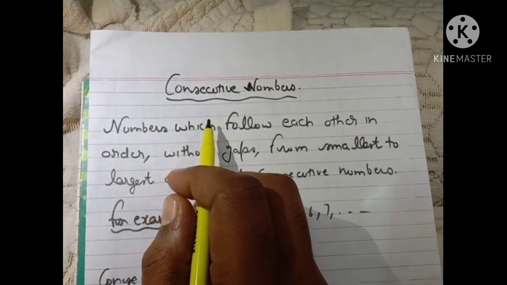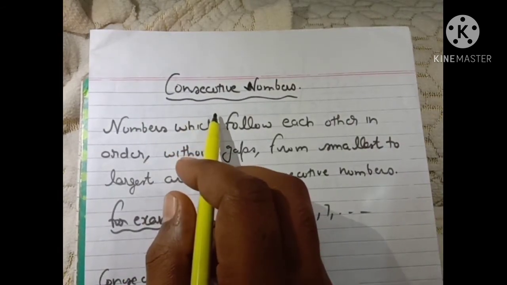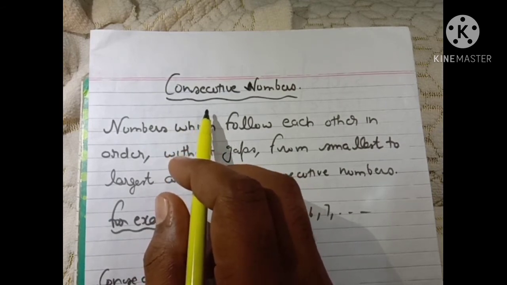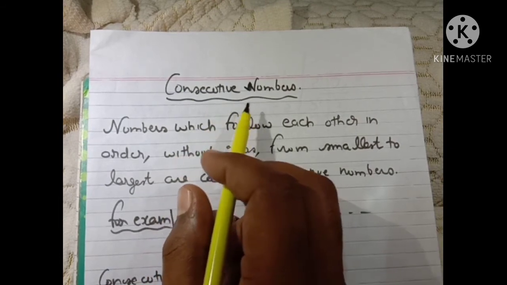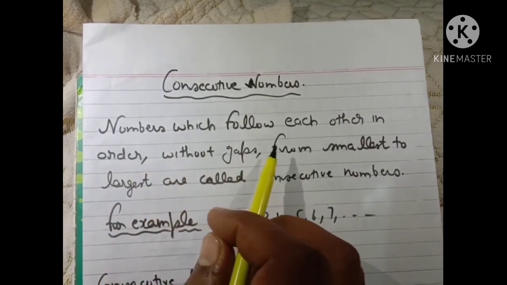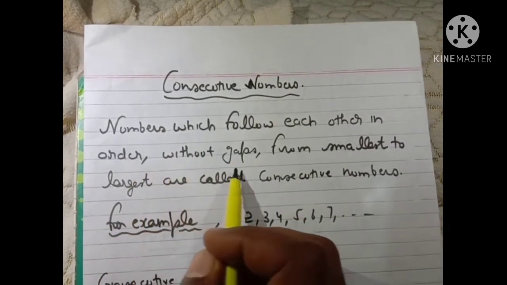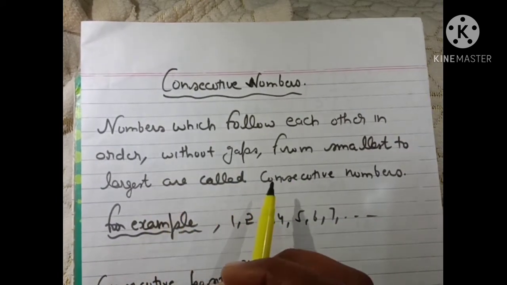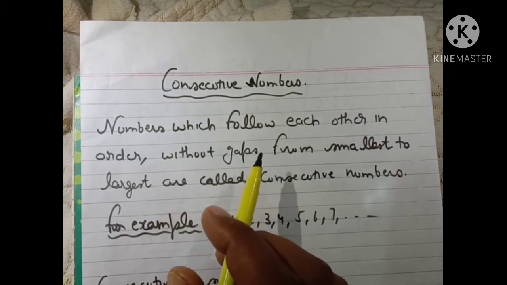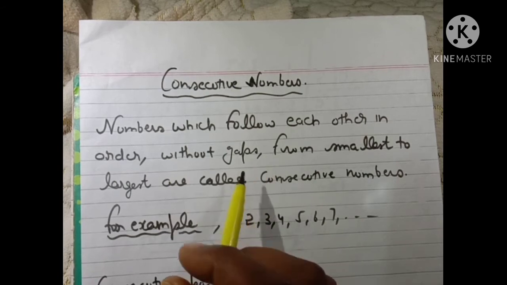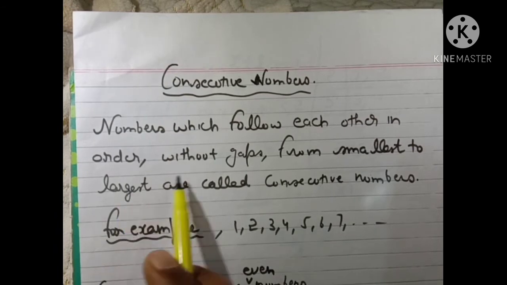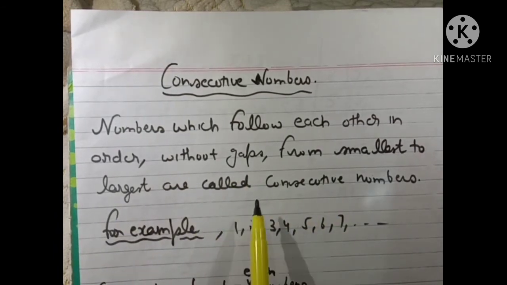Okay, before starting the ninth sum, first of all we have to understand this term consecutive numbers, because in the ninth and the 10th sum this term is there. So first of all read its definition. The numbers which follow each other in order without gap from smallest to largest are called consecutive numbers. Means if I write the numbers without any gap in ascending order, those numbers are called consecutive numbers.